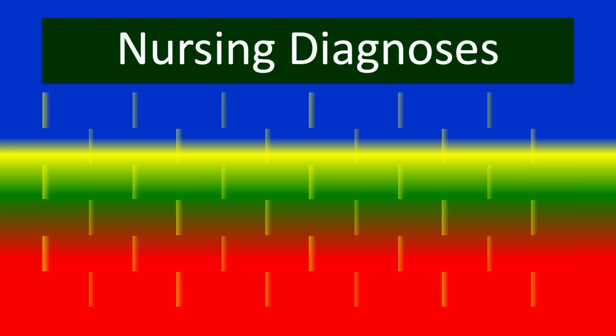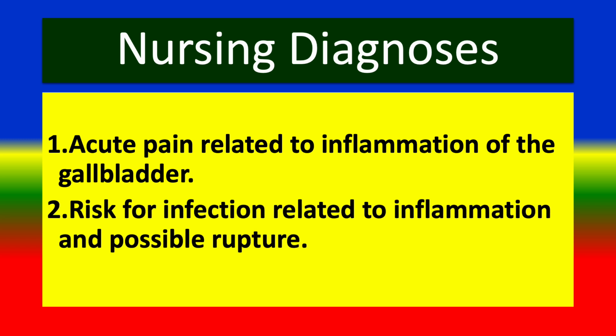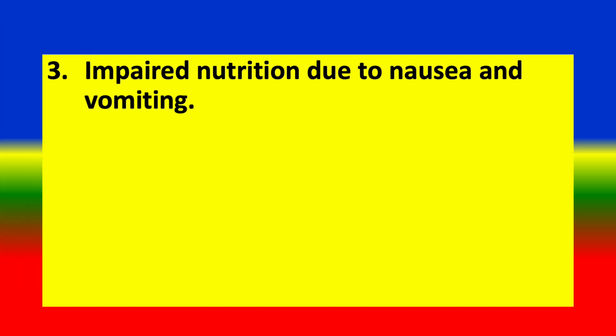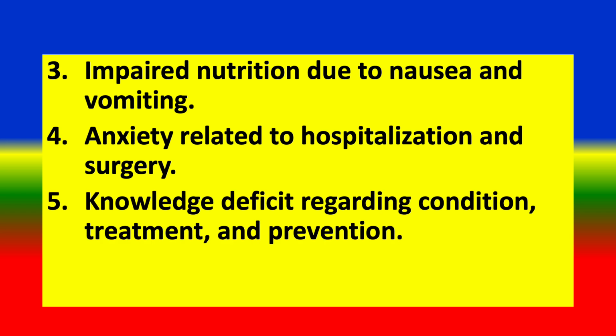Nursing diagnosis: 1. Acute pain related to inflammation of the gallbladder. 2. Risk for infection related to inflammation and possible rupture. 3. Impaired nutrition due to nausea and vomiting. 4. Anxiety related to hospitalization and surgery. 5. Knowledge deficit regarding condition, treatment and prevention.